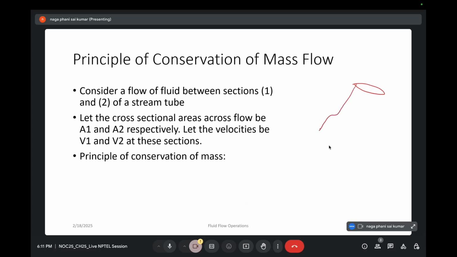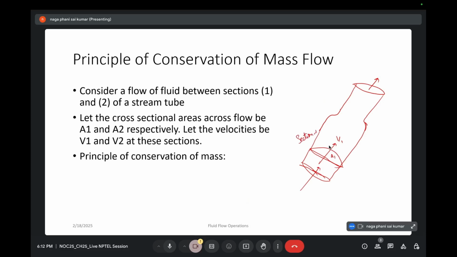Let's say we have a stream tube which is having two different cross sections. Flow is in this direction and it is coming out. Let's take section 1, which is having area A1. Let's say this is A1 and it is flowing with a velocity of V1. Area is A1 and this is section 1.